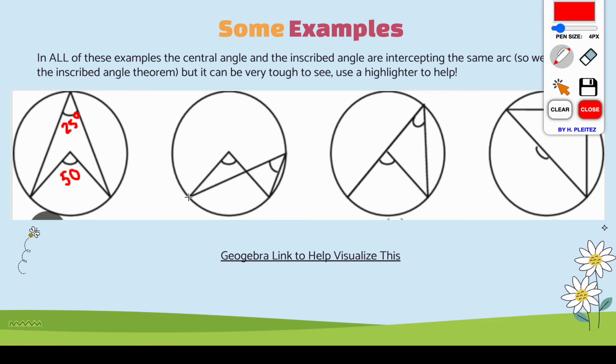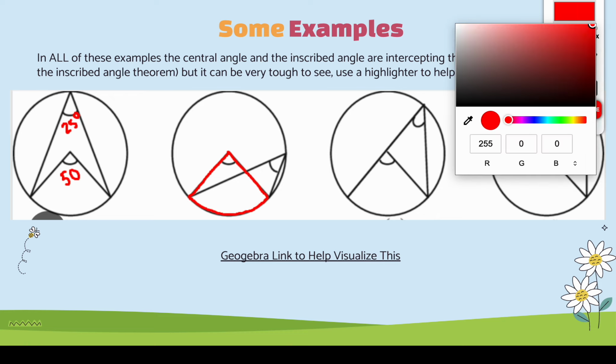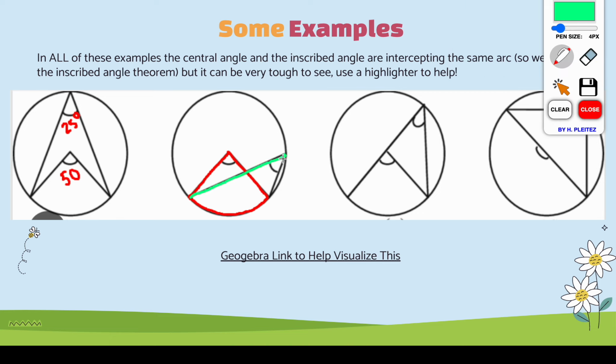So for the second example here, our central angle is intercepting this portion of the circle. And if you have highlighters, you should be using 2 different colors to do this. So our central angle is intercepting that red region, and our inscribed angle is also highlighting that same exact region, right? So in this case, we would be allowed to use that theorem.